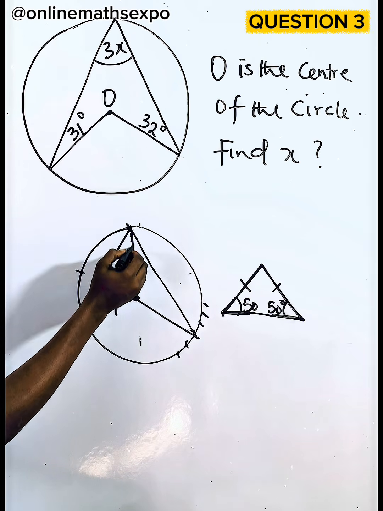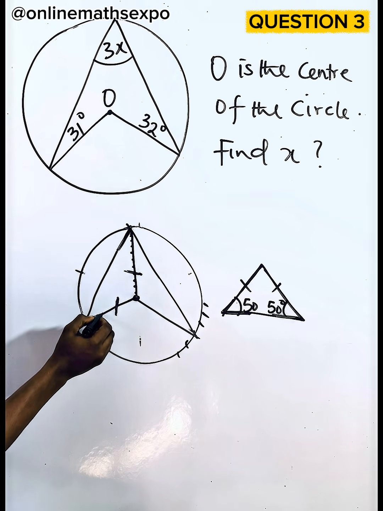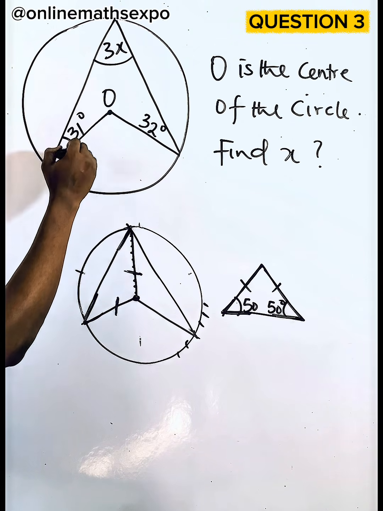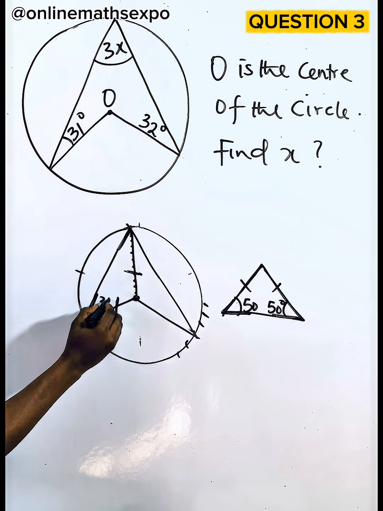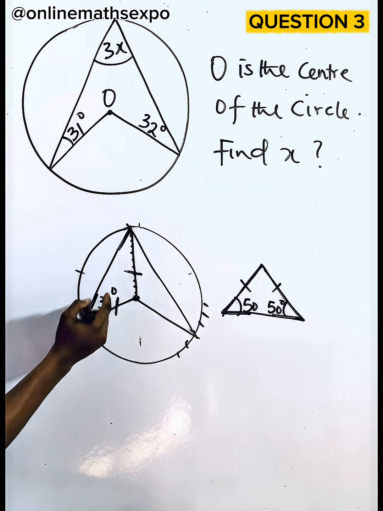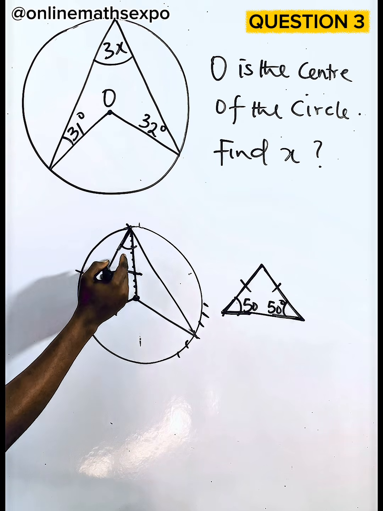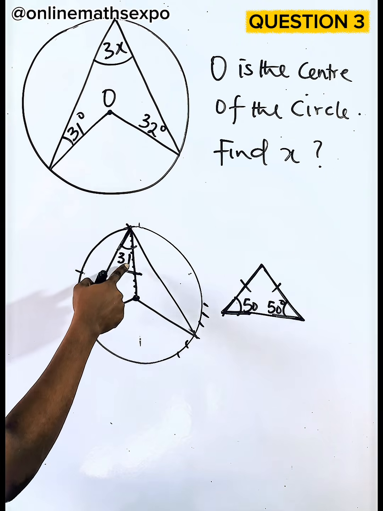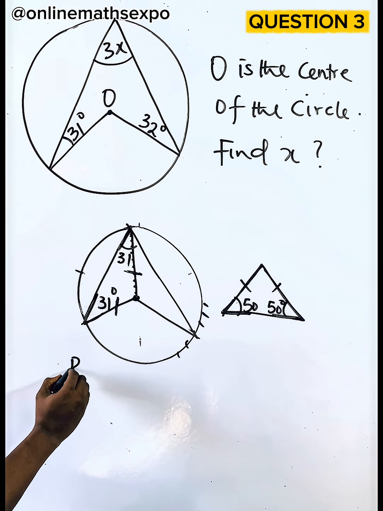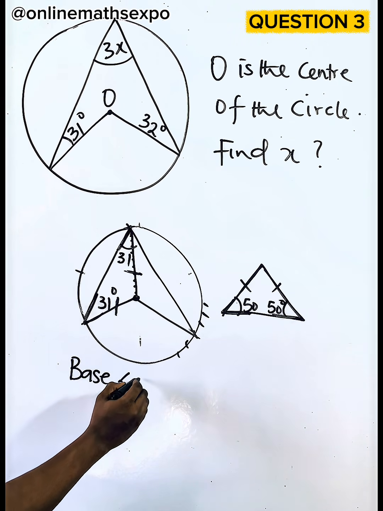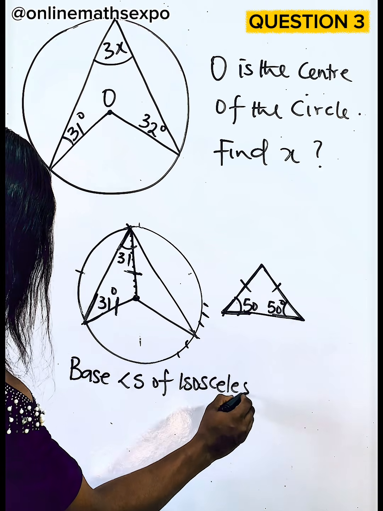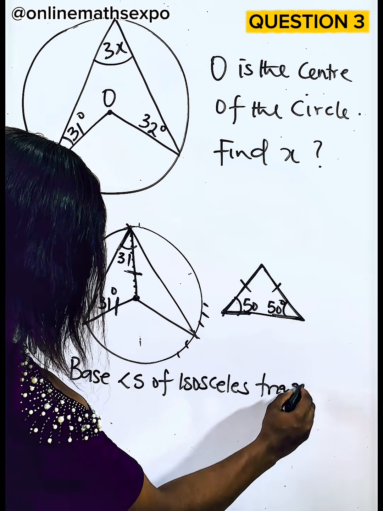So the angle they form at the base and the one they form here should be equal. Now, if this one is 31 degrees, automatically this will also be 31. Did you see that? And what is your reason? We say that base angles of isosceles triangle are equal. Now, what do you do next?